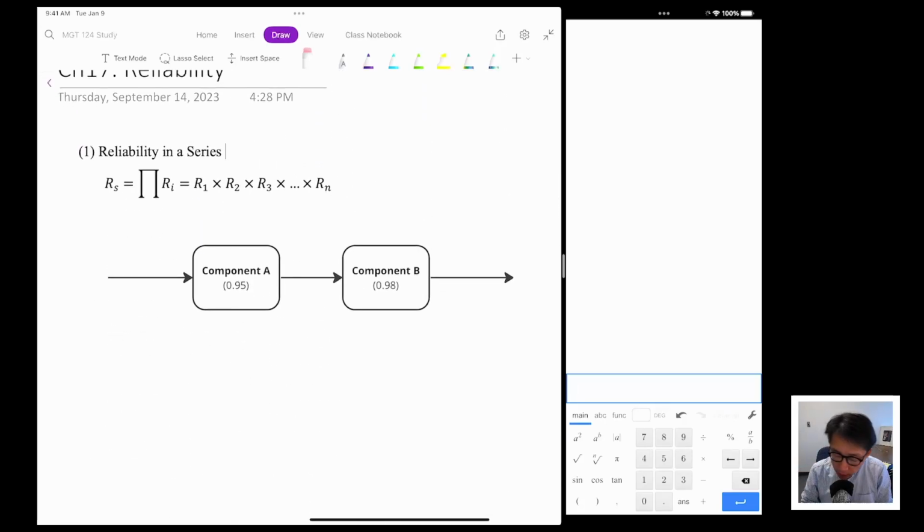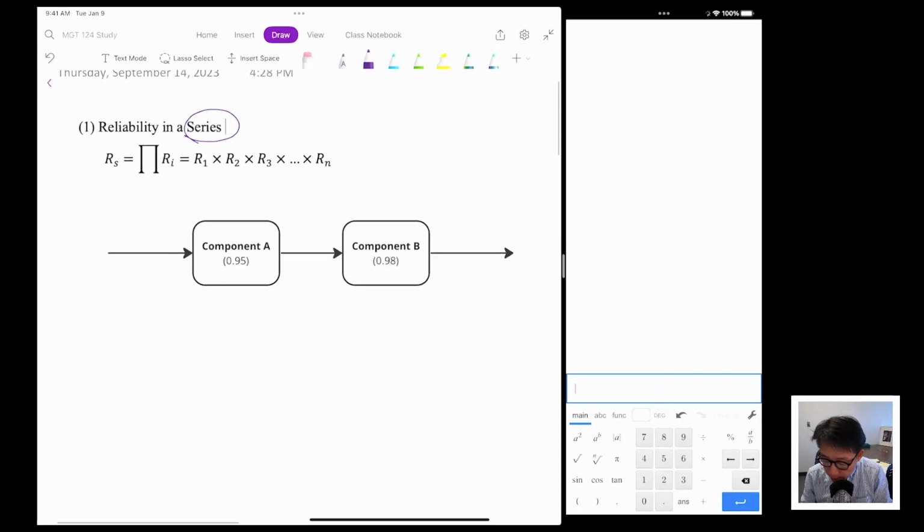So the first type of system is also referred to as a series design. In this particular design, as you can see, in order for this system to function normally or be reliable, both components have to work. Given A is working, component B should also be working in order for this system to deliver whatever it is intended to deliver.